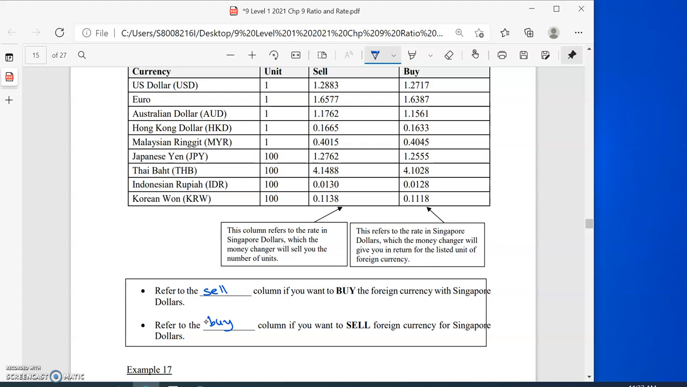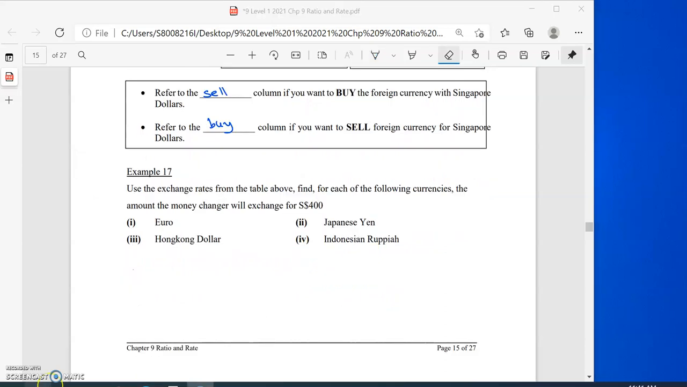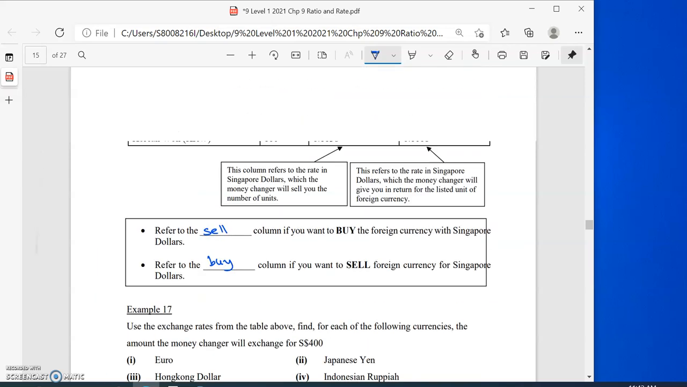A lot has been said. Let me use an example to demonstrate what I have been discussing with you. In example 17, use the exchange rates from the table above. Find for each of the following currencies the amount the money changer will exchange for 400 Singapore dollars. Part 1, Euro. Let's find out the Euro rates. Now remember, you have 400 Singapore dollars. You want to bring your 400 Singapore dollars and go buy Euros. You want to buy, meaning the money changer is actually going to sell Euros to you. What's the exchange rate like?